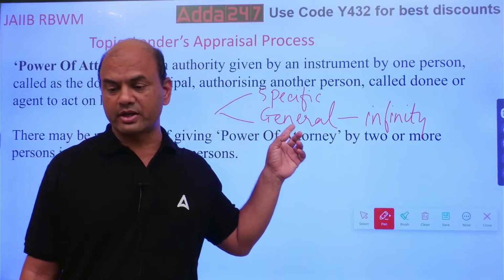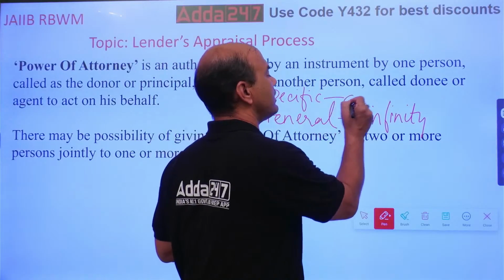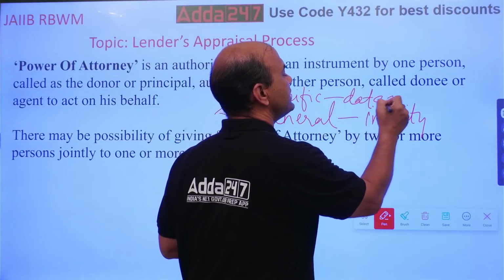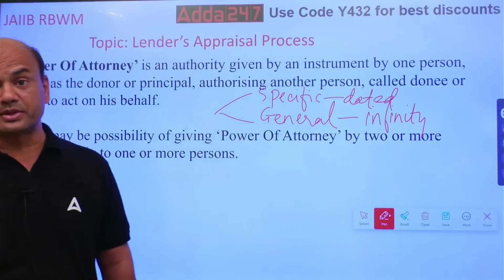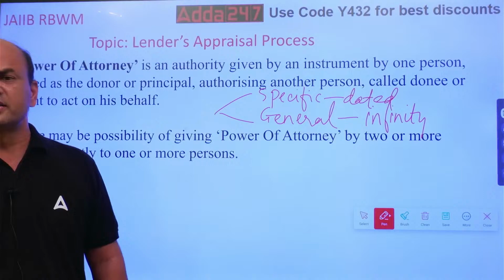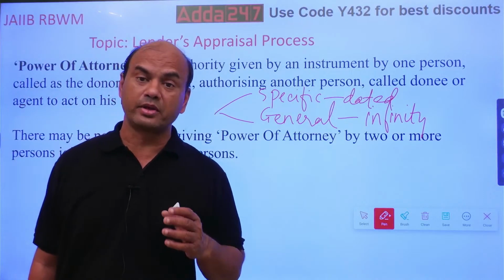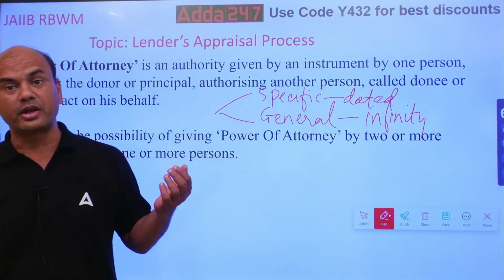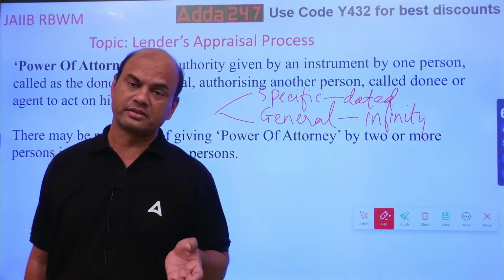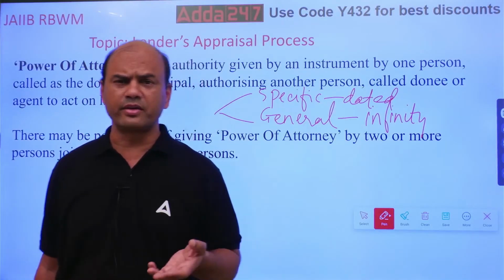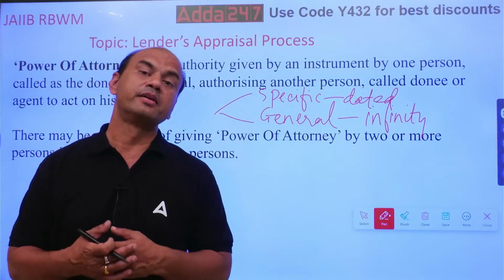Specific POA, whenever I give it, is always dated. Dated means up to a certain date only. That is known as specific POA. The stamp duty acts are applicable over there. Every state will have a different stamp duty act, because stamp duty is a state subject. So they'll have their own acts for the stamp duties for the POA. Maharashtra is separate, Tamil Nadu is separate, every state is separate.